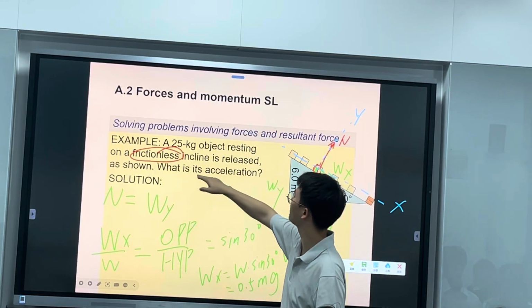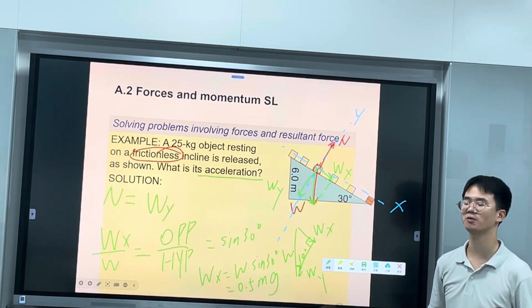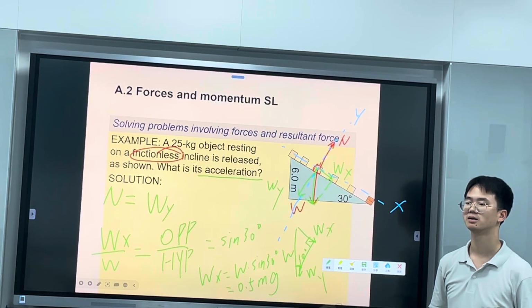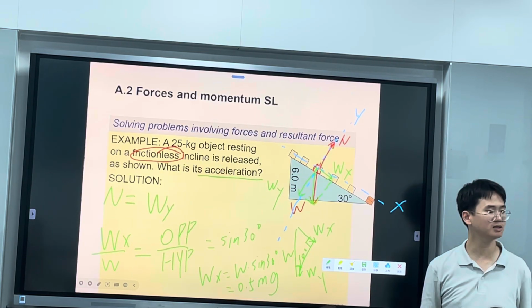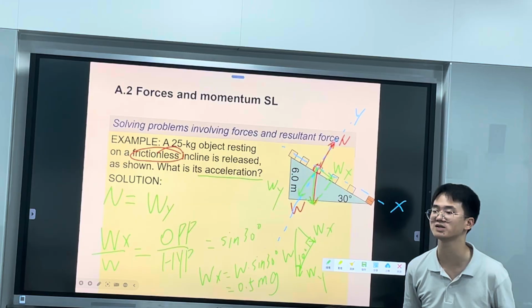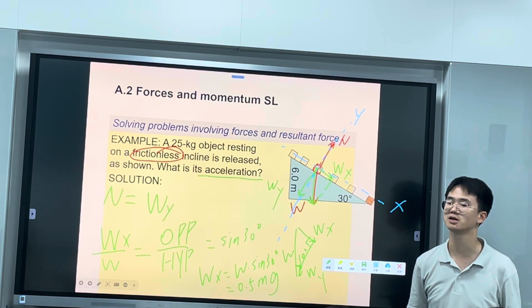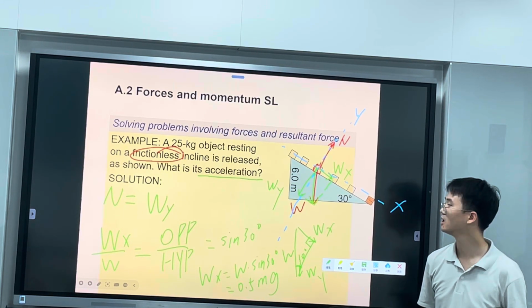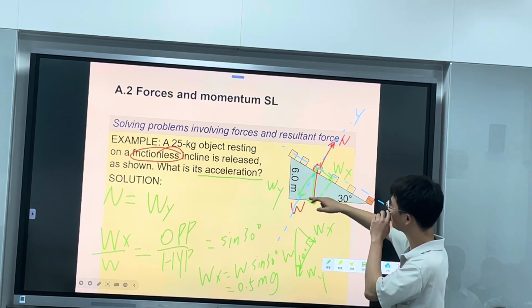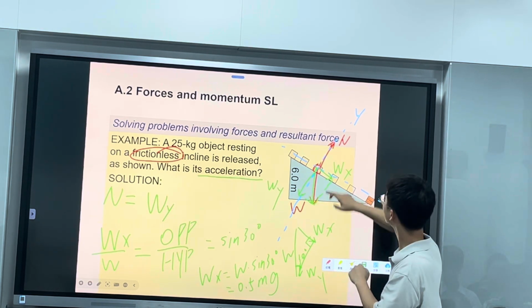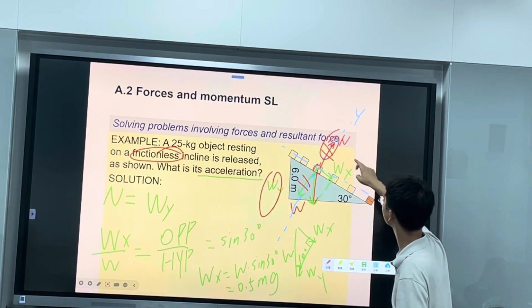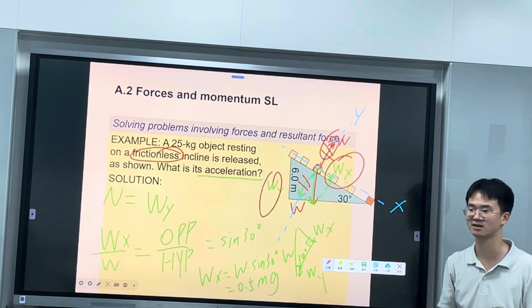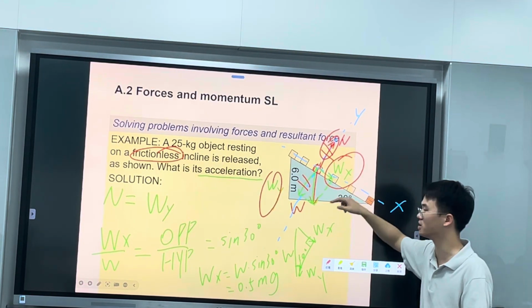And since we're looking for acceleration, acceleration is in which direction? Only x direction, right? Does it have acceleration in y direction? Because there's no net force in y direction, so there's no acceleration in y direction, right? So basically, if you decompose the force, this N and this Wy cancel out. The only force left is Wx, right? So Wx is your net force.